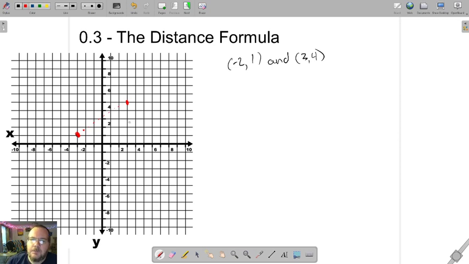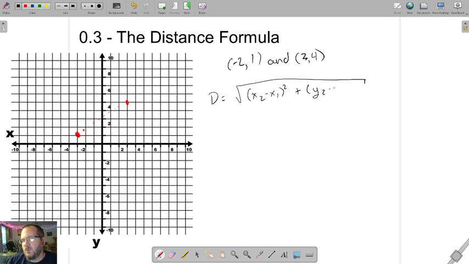But the distance formula. So the formula to do this is distance is equal to the square root of (x2 minus x1) quantity squared plus (y2 minus y1) quantity squared, all inside the square root. Now this works if you have two coordinates. One coordinate is x1, y1, and it doesn't matter which one you consider to be that one. And the other coordinate is x2, y2. All right, so step number one, let's decide what goes where. So we're going to plug in values.